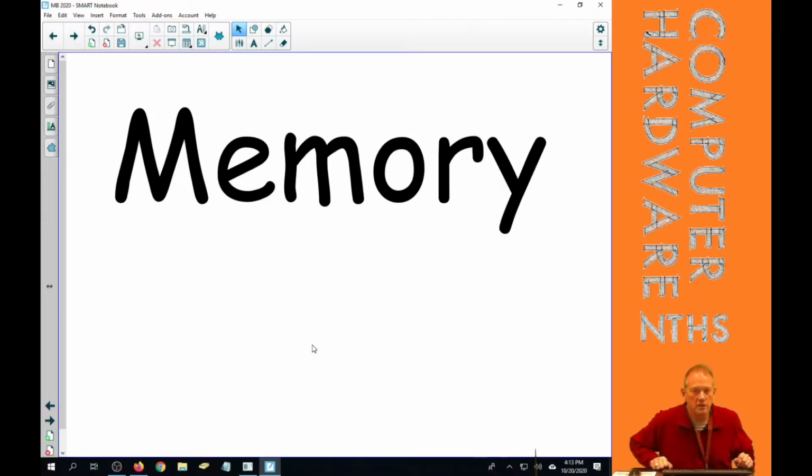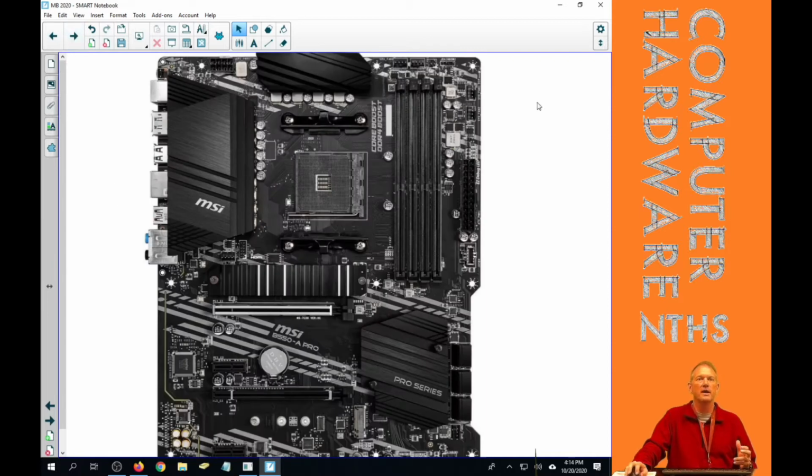Okay, the next thing we're going to talk about on a motherboard is our memory. It's one of the most important things as far as the overall performance of our computer. And the motherboard, like every other component, determines what kind of memory that the specific PC, the specific system we're building can use.